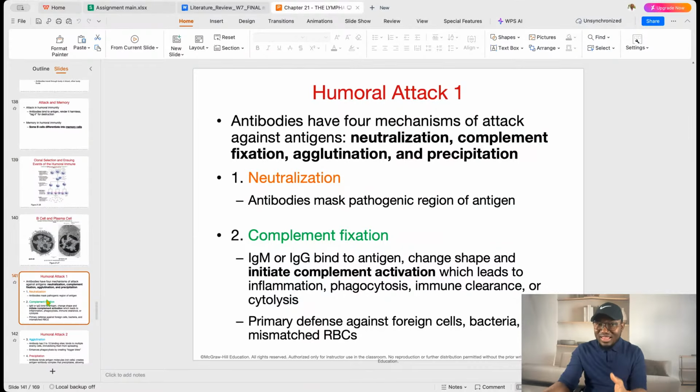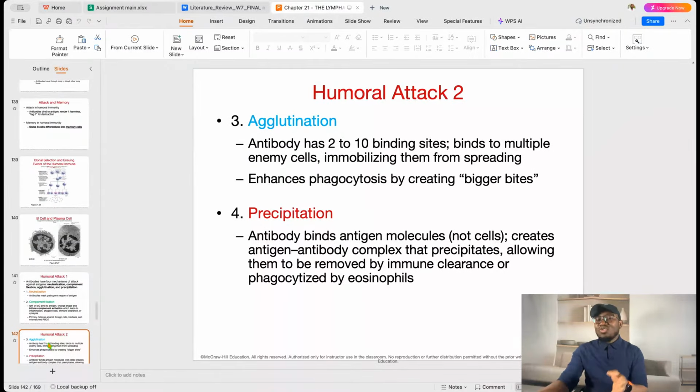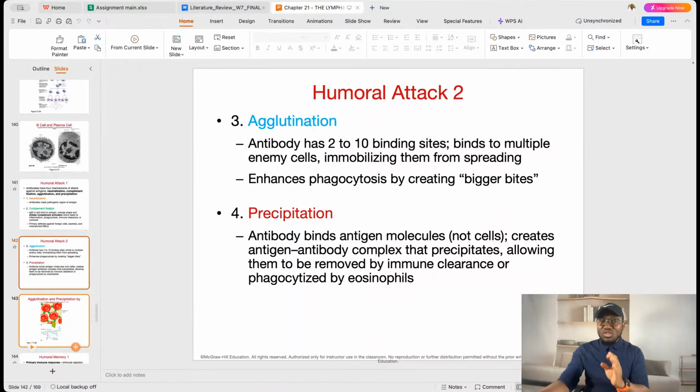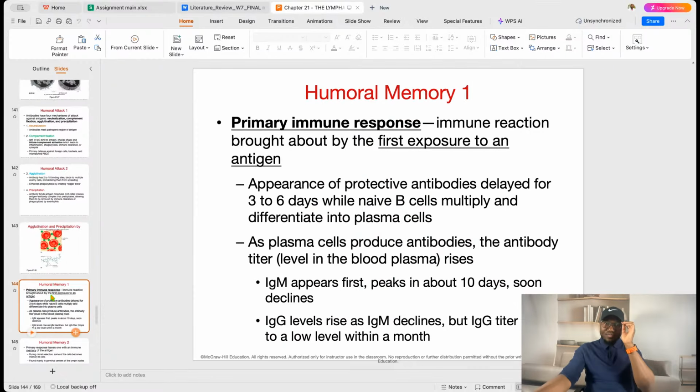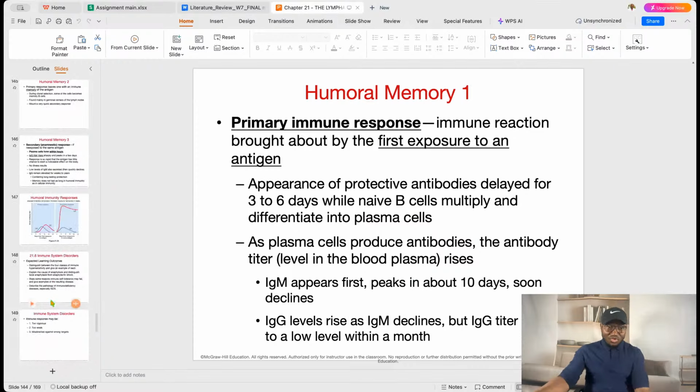You understand? For the attack, you have to neutralize. You understand? The complement has to be fixed, specifically by IgG and IgM. Extremely important. Why? Because they cause what? Cytolysis, cell clearance, immune clearance, phagocytosis, and inflammation. Extremely important that you know this. Then after that, we'll talk about agglutination and we'll talk about what? About precipitation. Very important. All right? So these are other responses you also need to know.